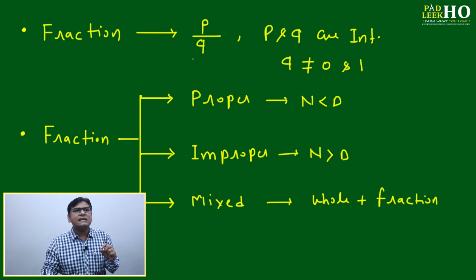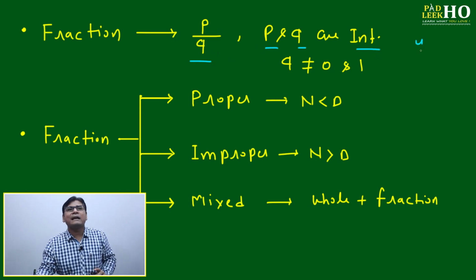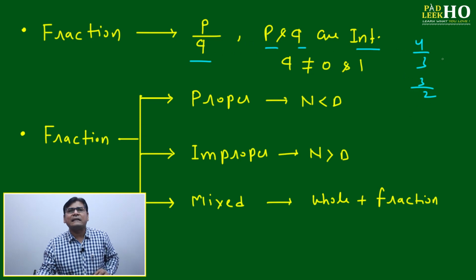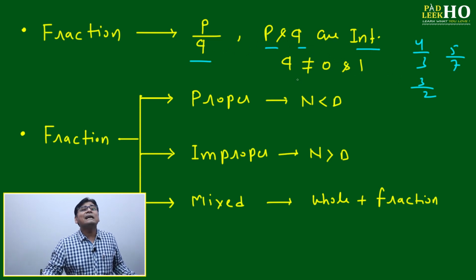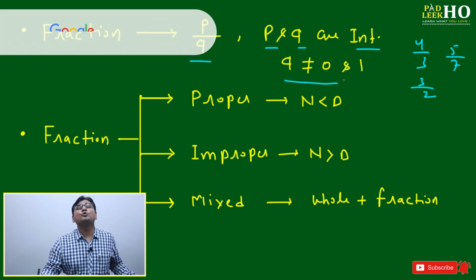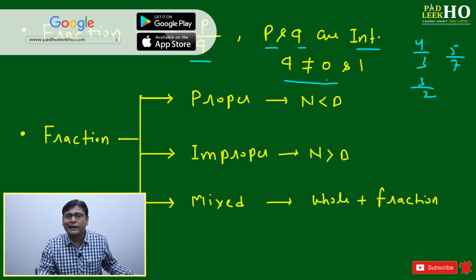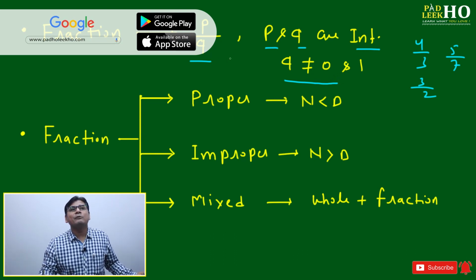Then here a fraction you can say is p by q, where p and q are integers. Like you are writing 4 by 3, 3 by 2, or maybe 5 by 7, whatever you are writing, all are fractions. Here p and q are integers, but one condition is there. Q should not be equal to 0, otherwise it will become undefined.